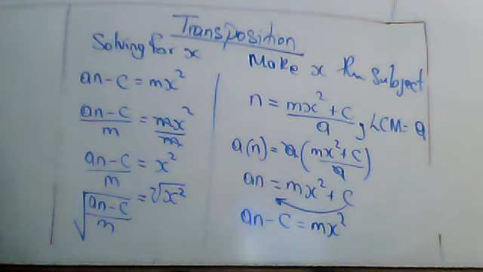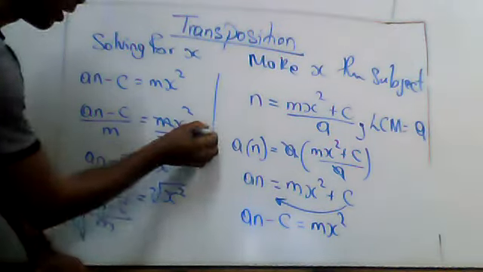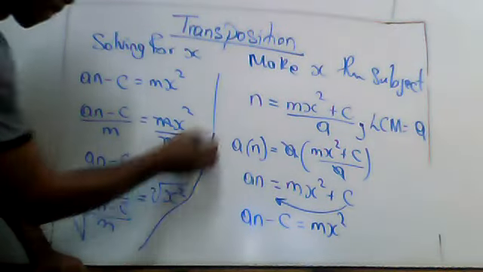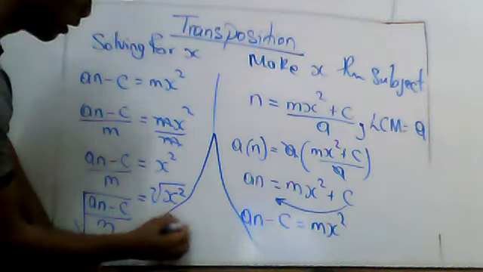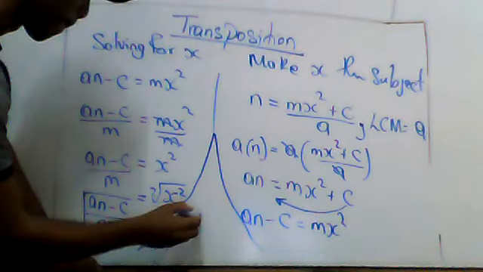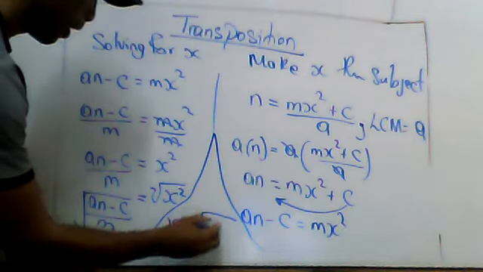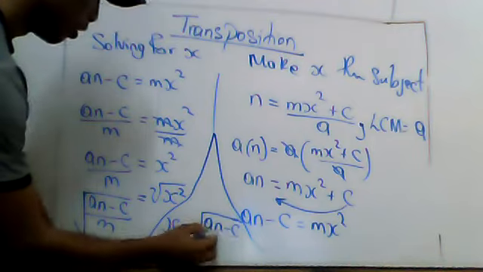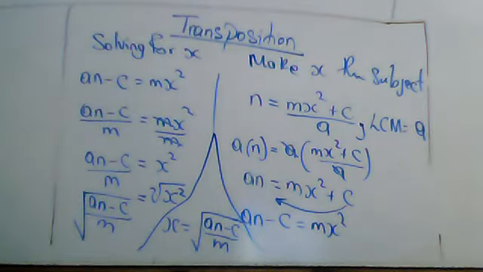So, our final answer. Let me see, where can I write the final answer? Alright, right here. So the final answer, I'm going to have x being equal to the square root of an minus c all over m. So clear that off for me.